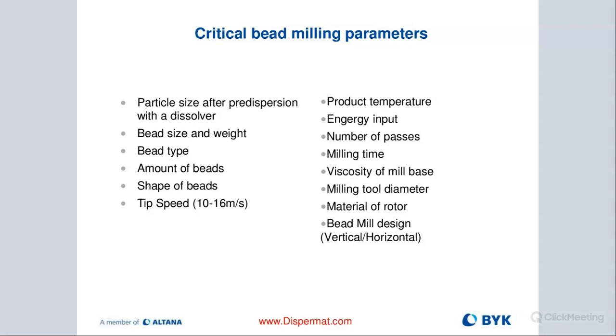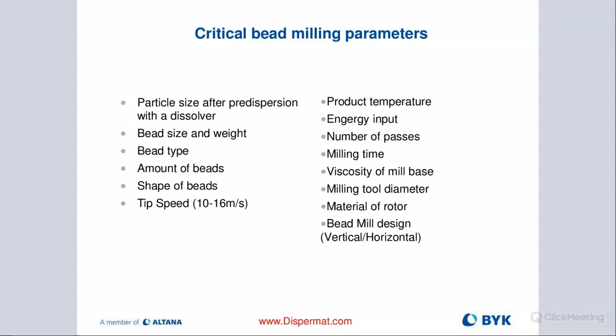The amount of energy we're putting in, the number of passes through our milling chamber, the overall milling time, viscosity, make sure that it's flowable. Again, 2,000 to 5,000 centipoise is kind of a sweet spot, especially when we're using a basket mill. That always works out really, really well from a flow point of view, good rheology and viscosity. So we make sure that it goes through the milling basket really nice. Milling tool diameter, same principle as an impeller disc or Cowles blade.